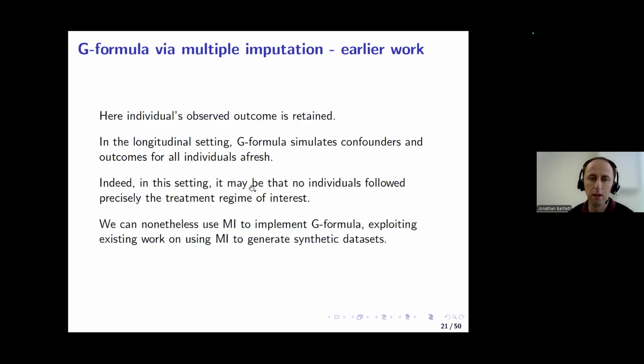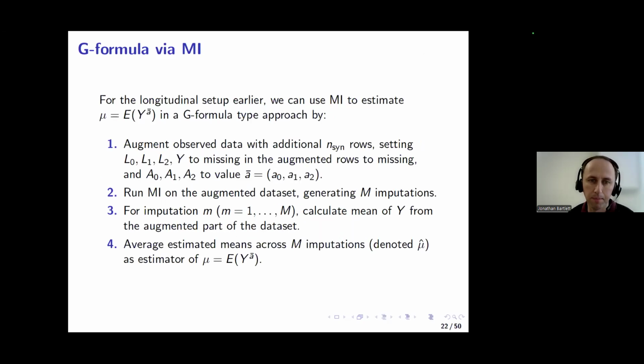And indeed, in the longitudinal setting, it may be that actually no individuals in the observed data set followed the particular treatment regime or sequence that you're interested in. So what we're going to do now is talk about how we can use multiple imputation to implement a version of G-formula, exploiting these earlier results where people were using MI to generate synthetic data sets. Okay, so this is the basic idea then.